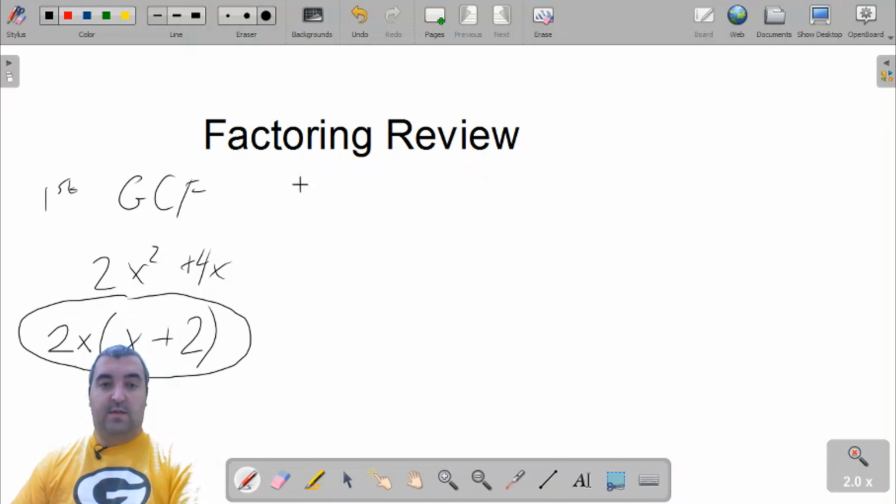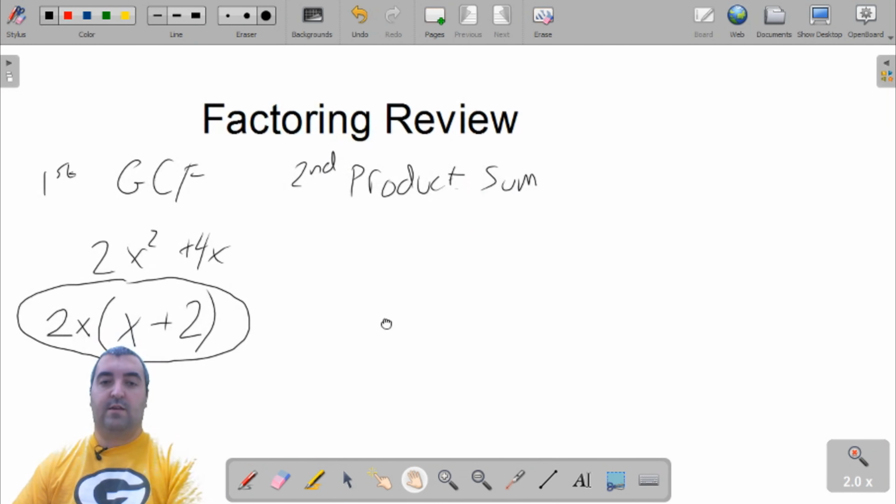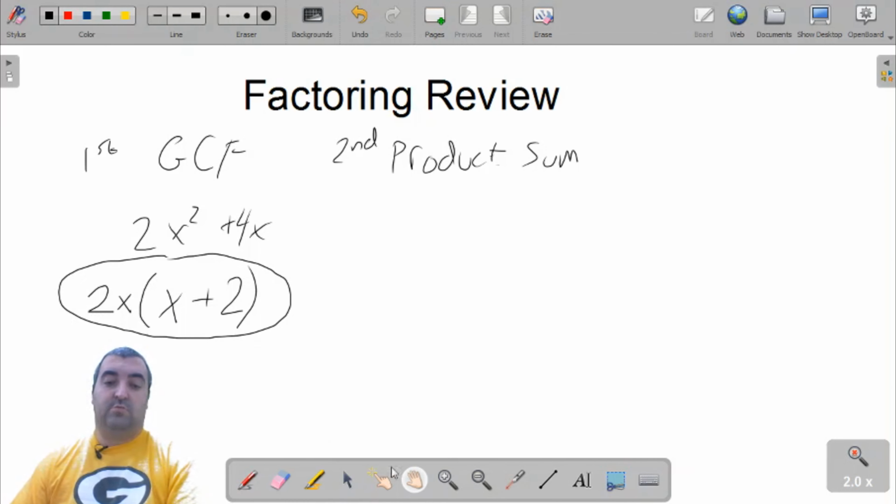Okay. The second type, which is probably the one you use most often out of the last two, GCF is probably the most common, but it's product sum. So there's lots of different ways of going about product sum. I'm going to show you my method that I use. If you do a different method, that's totally fine. But yeah, so for my method, first let's get an example here.